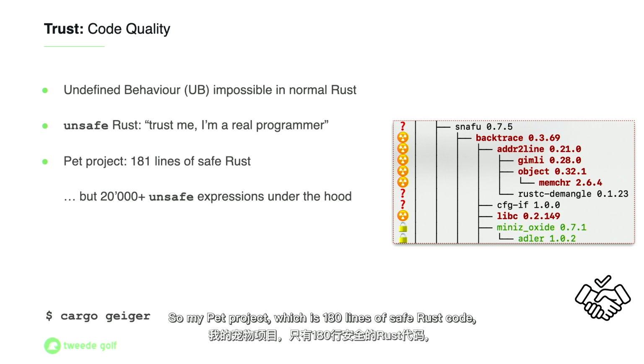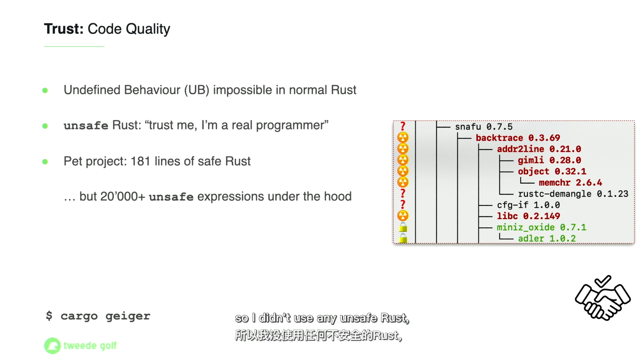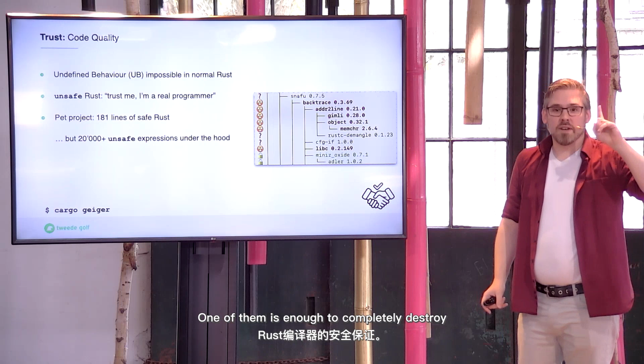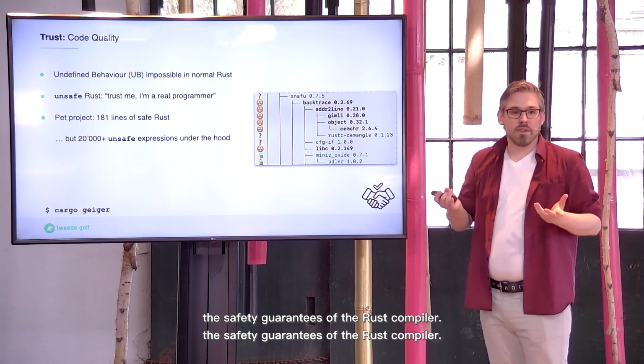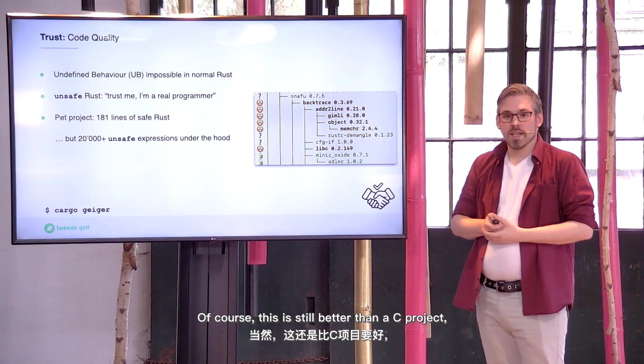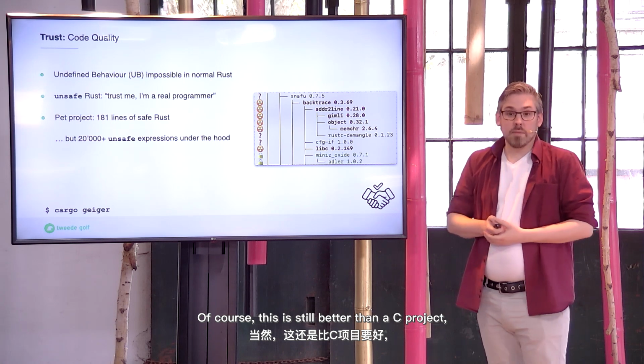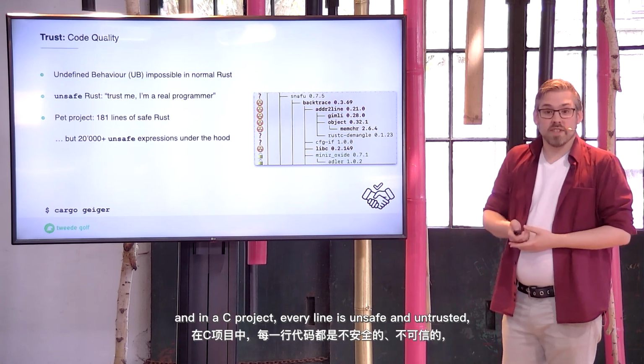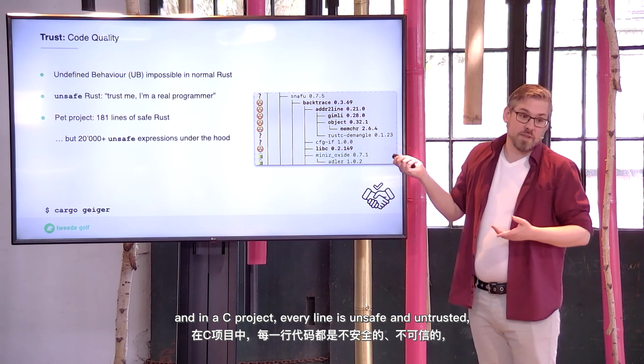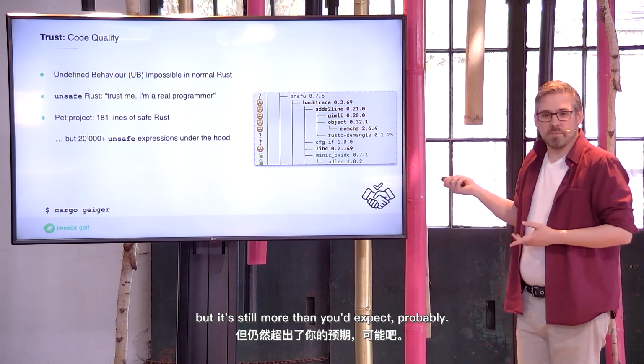So my pet project, which is 180 lines of safe Rust code, so I didn't use any unsafe Rust, I can run a tool called Cargo Geiger on it and see how many times unsafe code is used in the dependency tree. And that turns out to be 20,000 unsafe expressions. One of them is enough to completely destroy the safety guarantees of the Rust compiler. Of course, this is still better than the C project. In the C project, every line is unsafe and untrusted, but it's still more than you'd expect, probably.